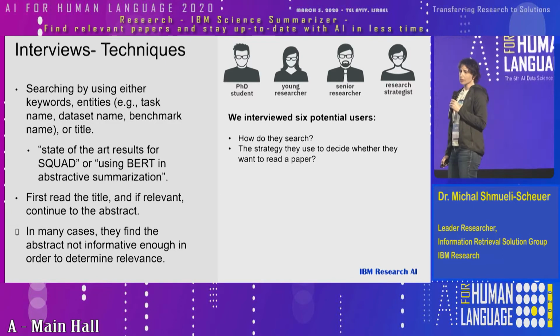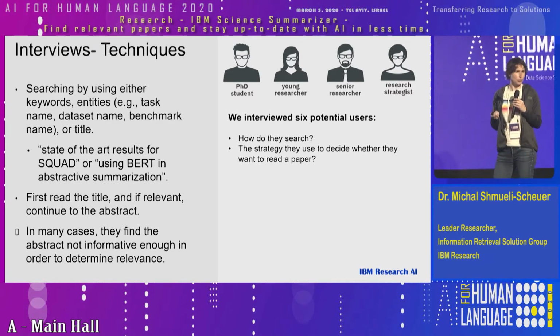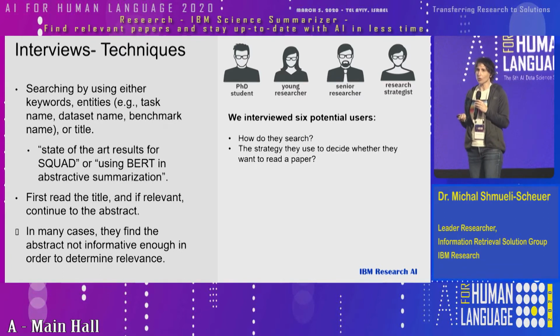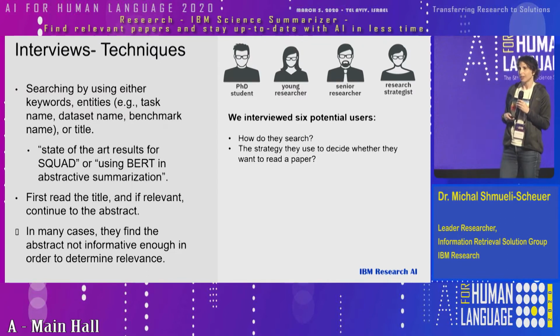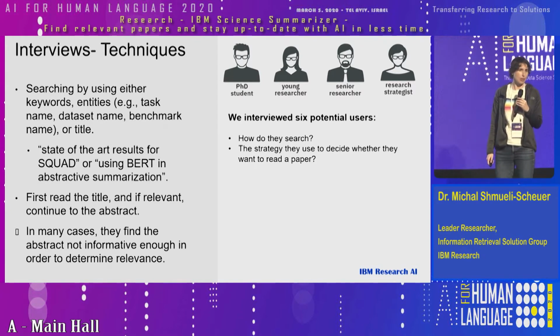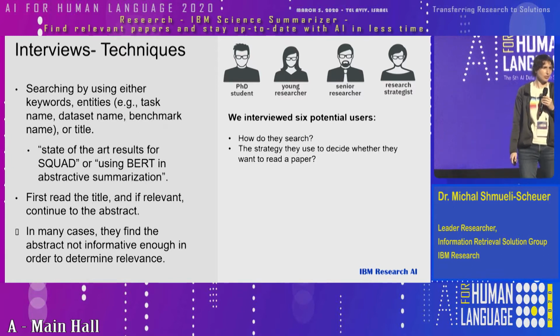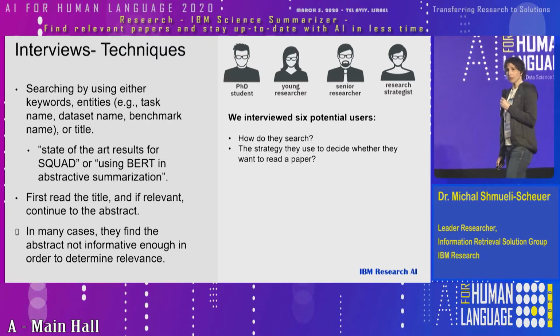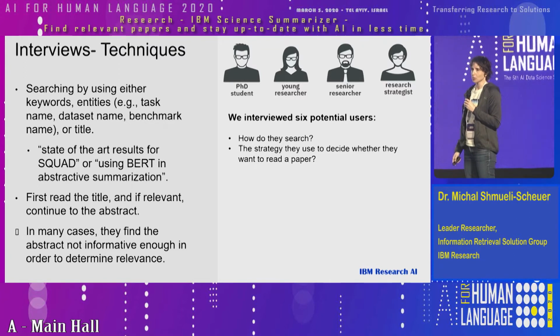In addition, we also asked them how they do the search, and how they decide whether they are going to open the document, usually a PDF, and read the paper. And also here we see a lot of commonality between the way people do this process. They start with a search by some keywords or what we call entities, maybe the name of a data set that they are interested in, some benchmark, and so on. Sometimes if they know the title, they can type in the title as well. And here are some examples.